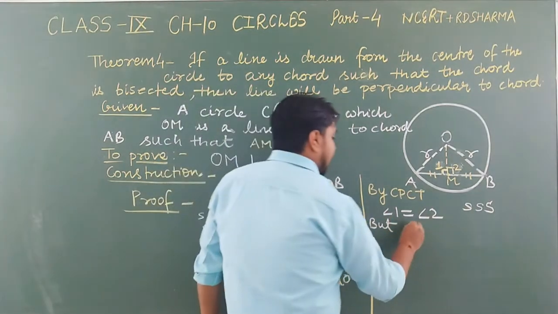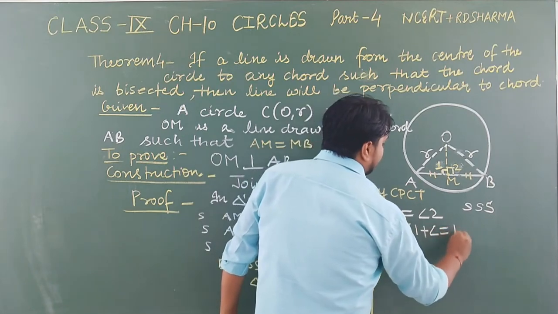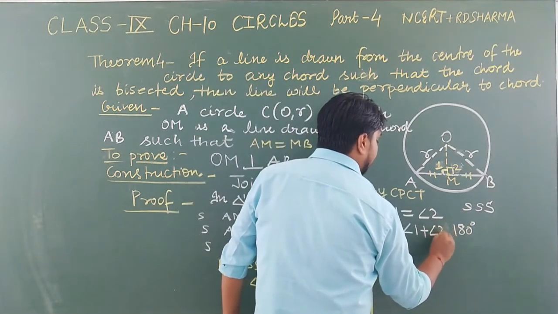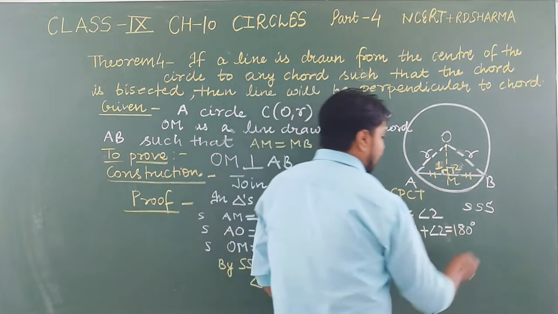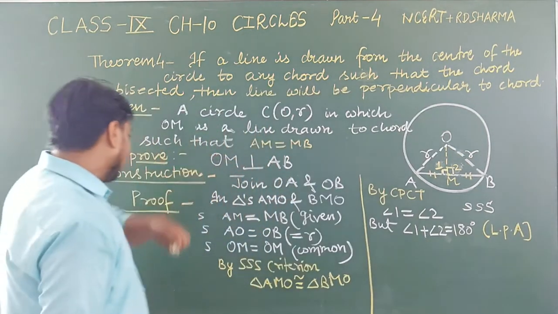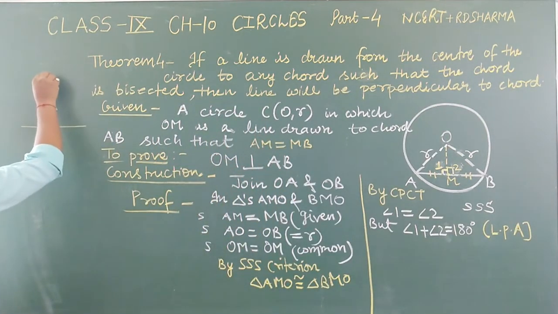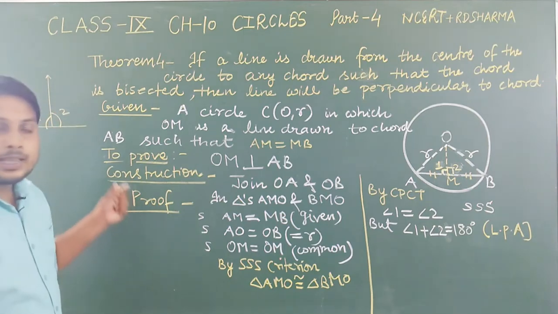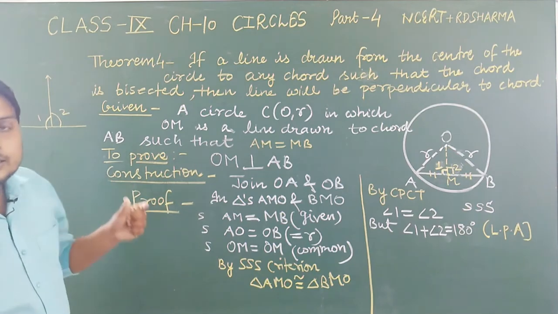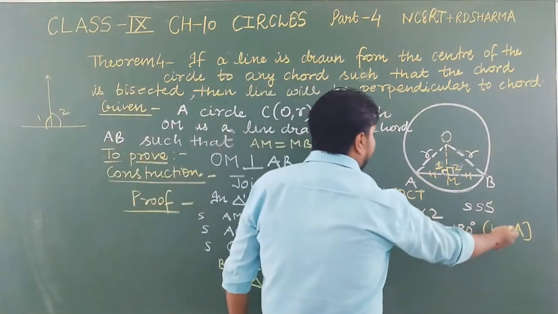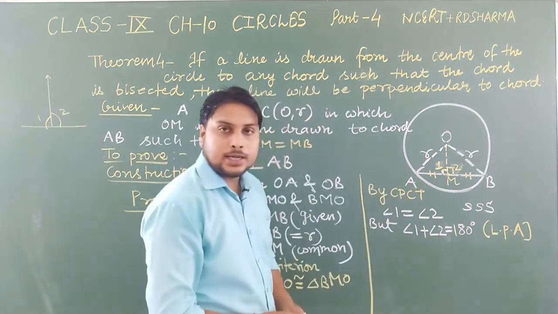But angle 1 plus angle 2 is equal to 180 degree. How we can write that angle 1 plus angle 2 is equal to 180 degree? Because of the linear pair angles. Okay, we know that if there is a line and one more ray is there, then the sum of these two angles will be 180 degree because they are the linear pair of angles. I have taught you this in chapter 6, lines and angles. Okay, so by the property of linear pair angles, the sum of these two angles will be 180 degree.